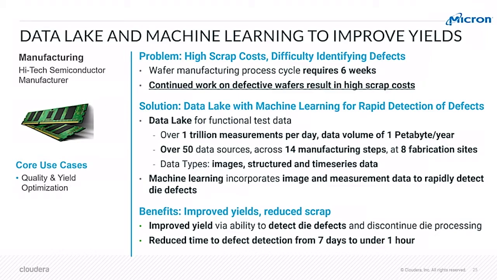So it's anomaly detection. And it used to take them 7 days to determine whether a wafer was bad. They've brought that down to under an hour now, using big data analytics and anomaly detection. Another great use case, and there are public references on this as well, so they speak about this use case a lot.